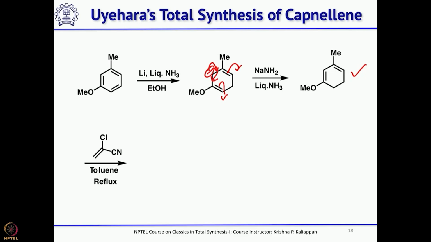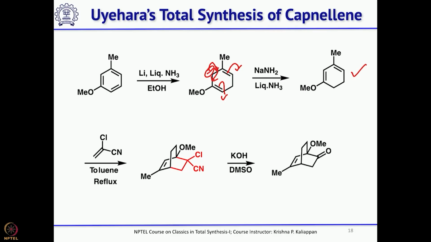Alpha-chloroacrylonitrile is a synthetic equivalent for ketene. Ketenes normally cannot undergo 4+2 cycloaddition reaction. So, that is why indirectly you have to use some equivalent which can give the ketene in the product. Alpha-chloroacrylonitrile is one of the best synthetic equivalents for ketene. So, you do the Diels-Alder reaction with alpha-chloroacrylonitrile. Now, if you treat with potassium hydroxide and DMSO, that will hydrolyze this to the ketone. Try to write the mechanism for this.